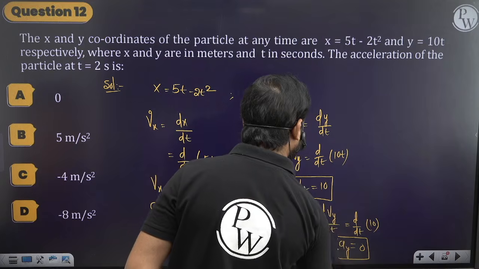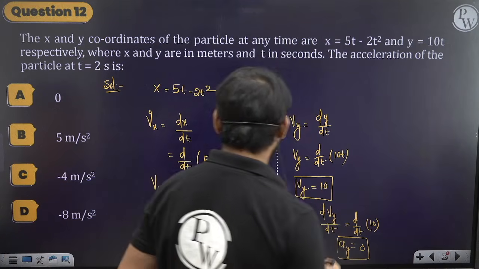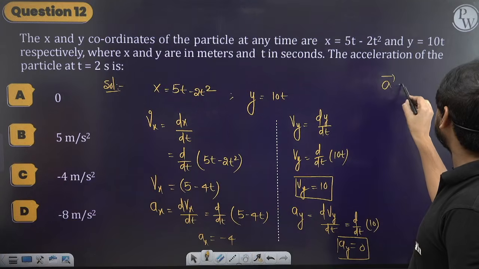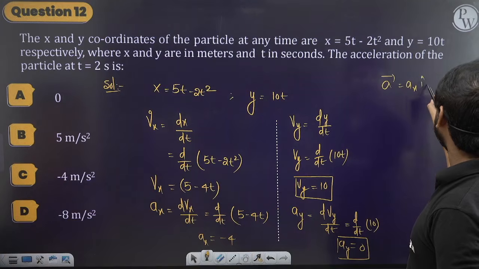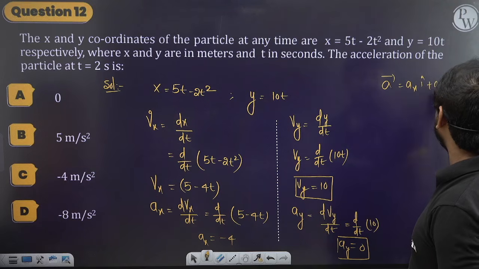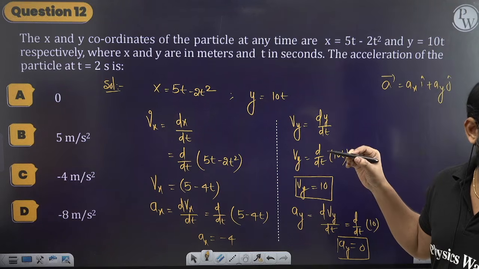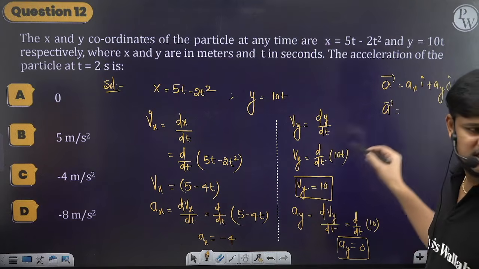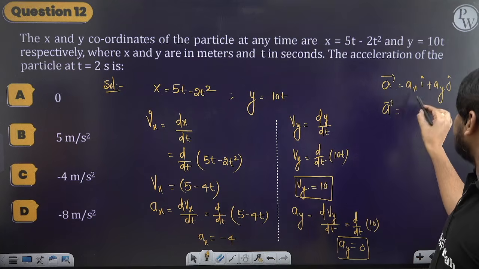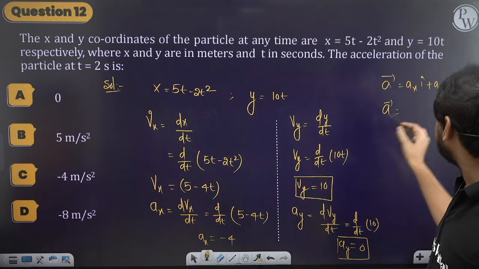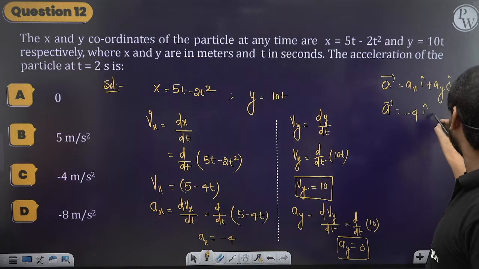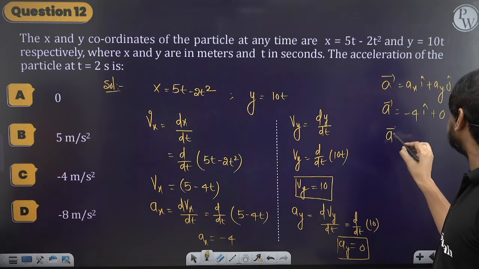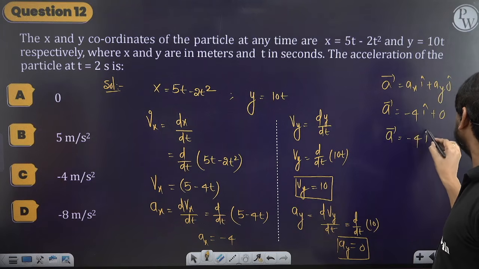So ay is 0, ax is minus 4. Therefore the total acceleration vector is ax i cap plus ay j cap. So we write acceleration is equal to ax. What is ax here? Minus 4 i cap plus ay, which is 0, so just ignore that term. So acceleration is equal to minus 4 simply i cap.